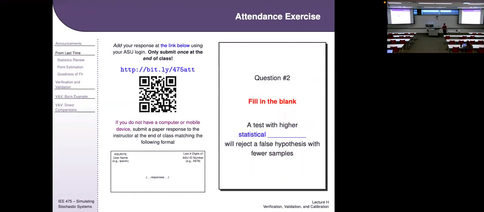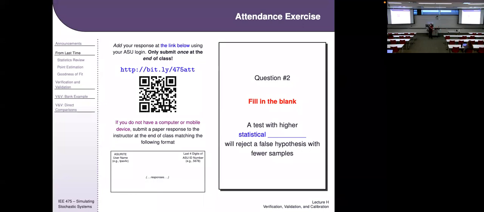Okay, we'll not do this as an attendance exercise, but we'll just do it in class here. A test with higher statistical blank will reject a false hypothesis with fewer samples. What word am I looking for there? Anybody online want to put it in the chat, or anybody in class remember the word we look for? Power is what I'm looking for. Statistical power. A test with higher statistical power will reject a false hypothesis with fewer samples.